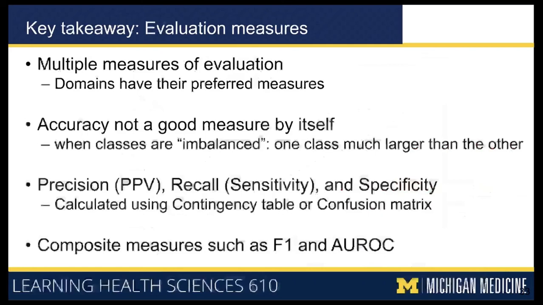Composite measures such as F1 or AUC or AUROC combine these two. You note that AUROC is basically a combination of sensitivity and 1 minus specificity.